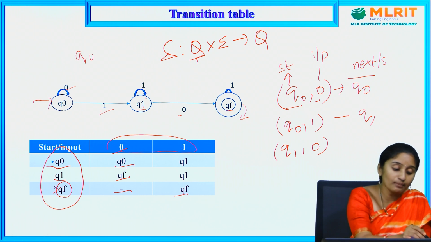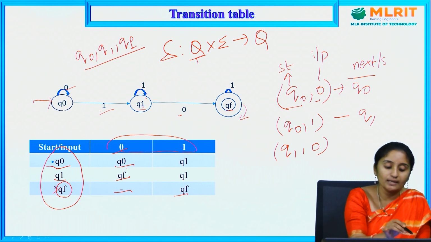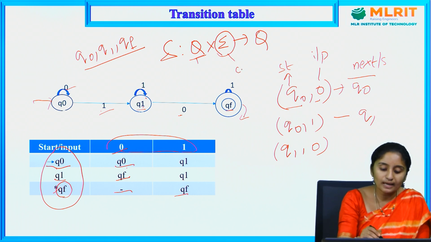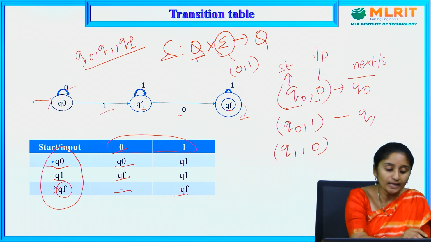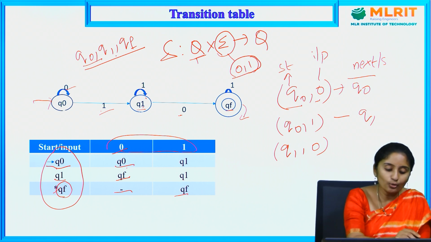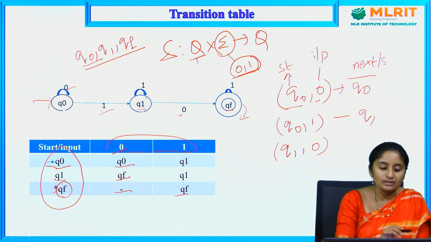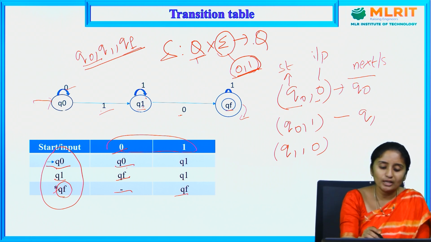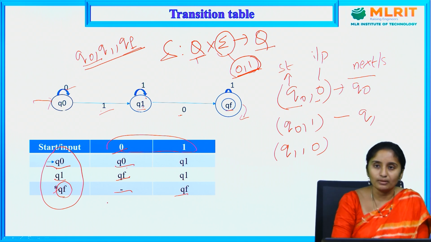What are the states I am having? Q0, Q1, QF. For all these states, I need to find the input symbols. What are the input symbols I have? 0, 1. For each state, I need to find these 2 input symbols, and for Q1 also, and for QF also the same input symbols. And we need to check whether it is moving to the next state or the same state. Based on that, we are going to draw the transition table. Is it clear?